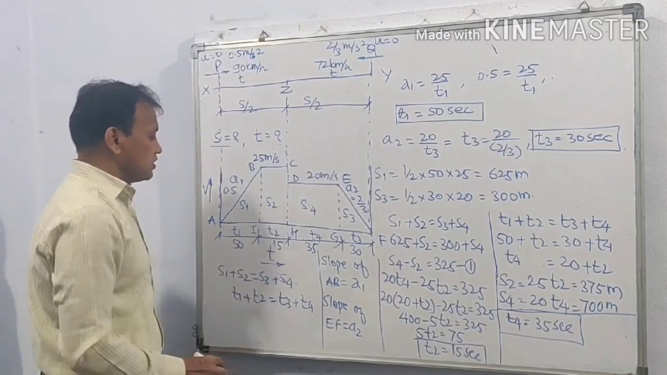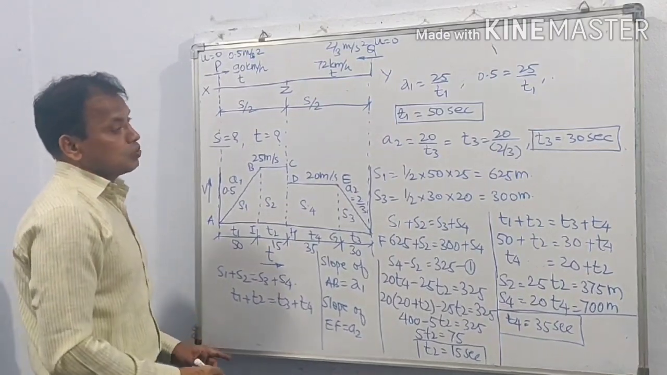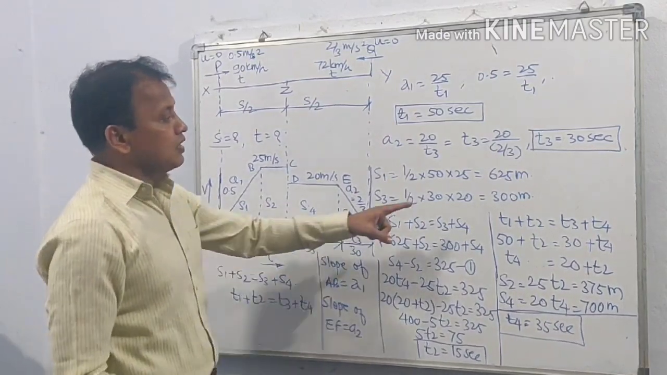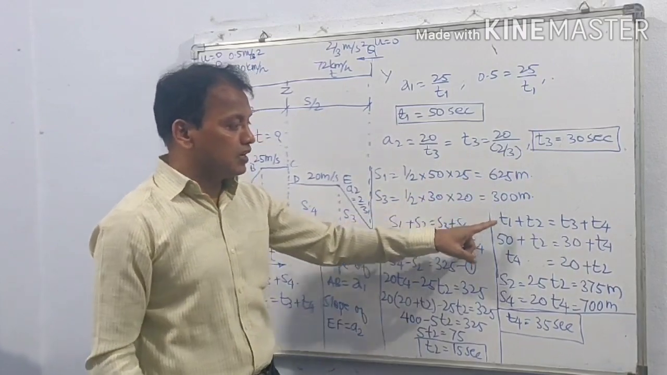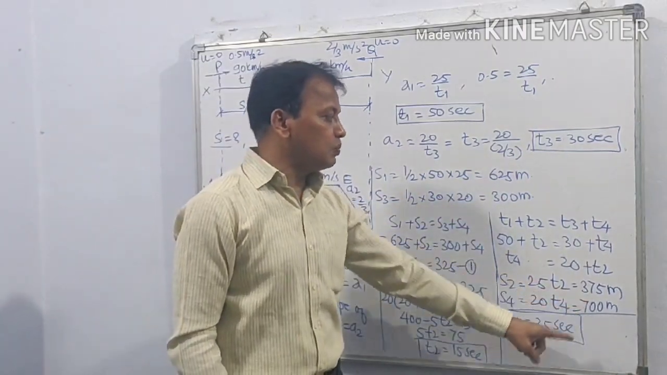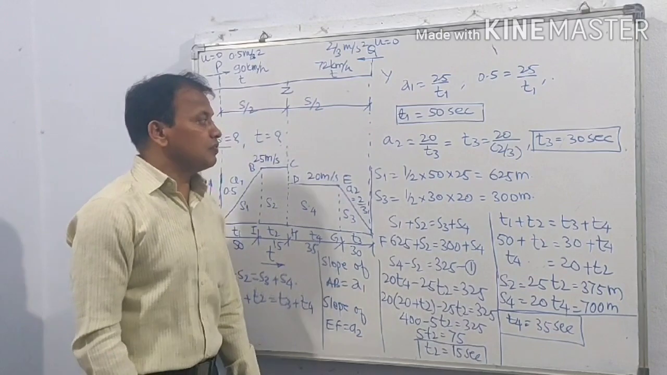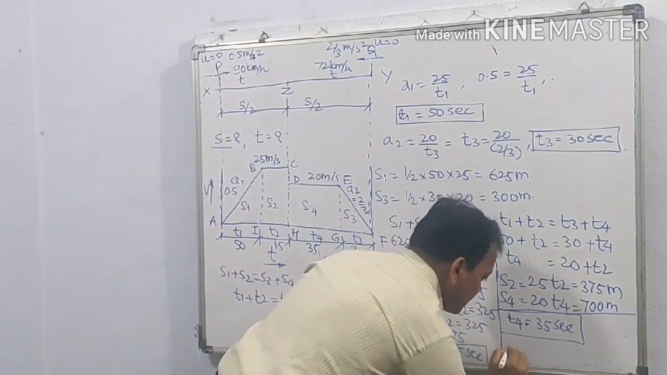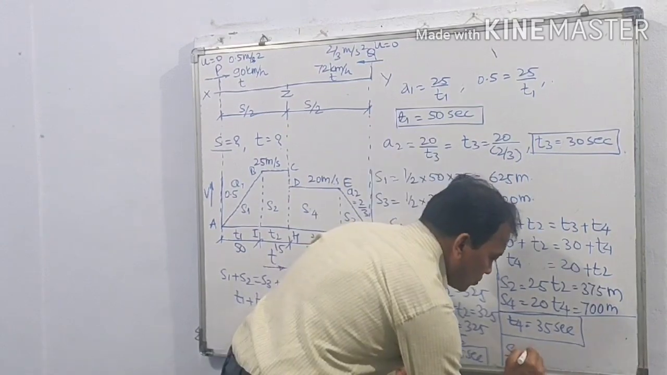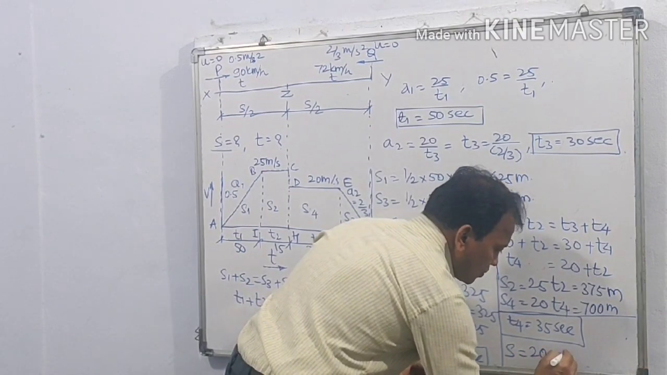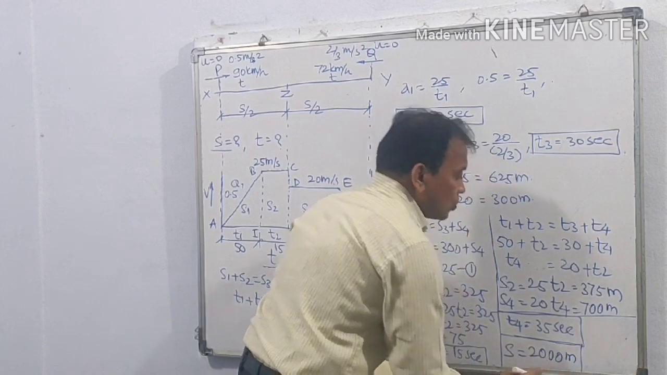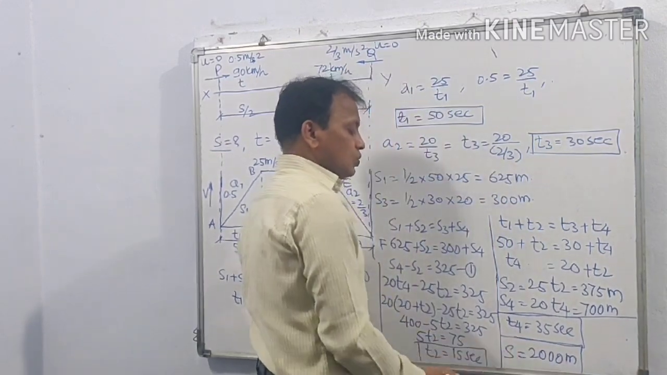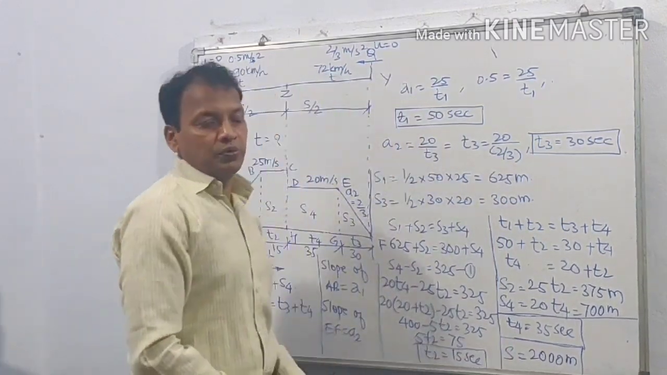S1 plus S2 plus S3 plus S4. S1 and S3 we have already calculated: 625 plus 300 plus 375 plus 700. Therefore the total distance between the two stations is equal to 2000 meter, that is 2 kilometer.